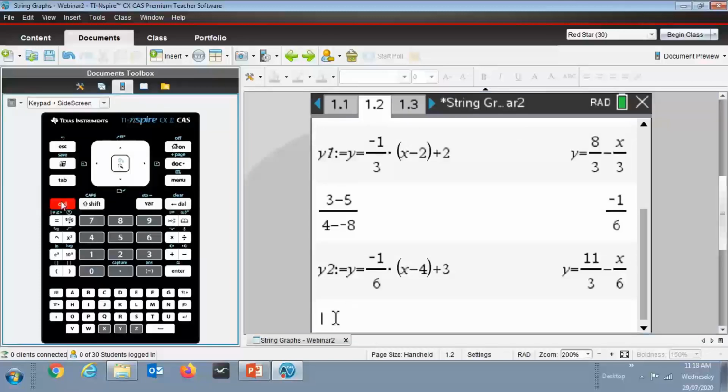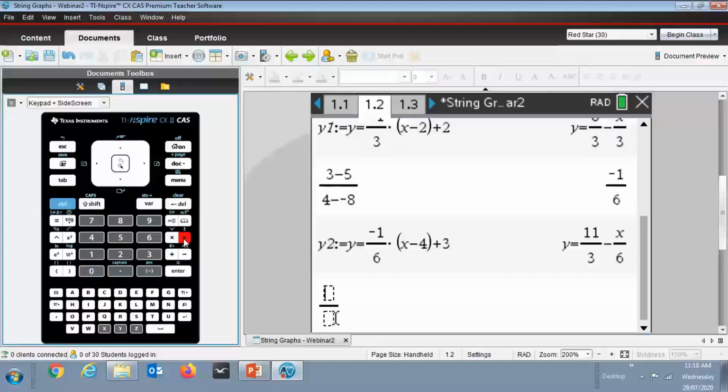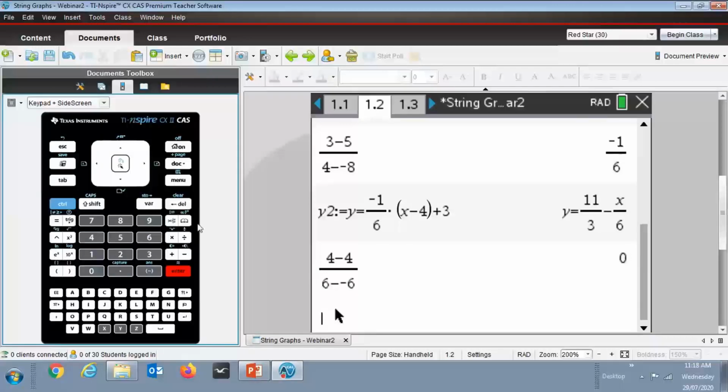The gradient for that will be control divide for the fraction bar. And up on top, we'll have 4 minus 4, the subtraction of the y coordinates, divided by 6 minus a negative 6. And of course, when we enter that in, we get 0, which we were expecting because they were horizontally across from each other. That line will be saved as y3, or it will be assigned as y3.